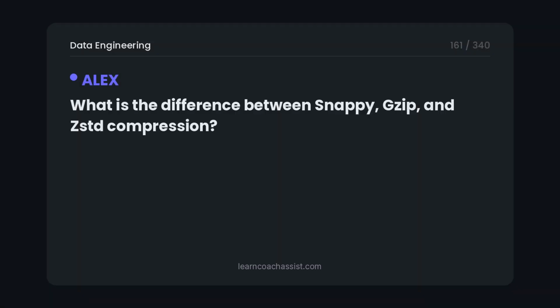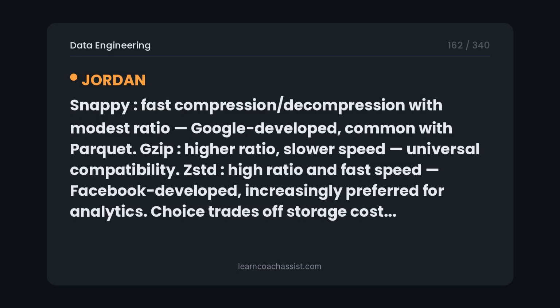What is the difference between Snappy, gzip, and ZSTD compression? Snappy: fast compression/decompression with modest ratio, Google developed, common with Parquet. Gzip: higher ratio, slower speed, universal compatibility. ZSTD: high ratio and fast speed, Facebook developed, increasingly preferred for analytics. Choice trades off storage cost, compression ratio, against CPU, compression speed.